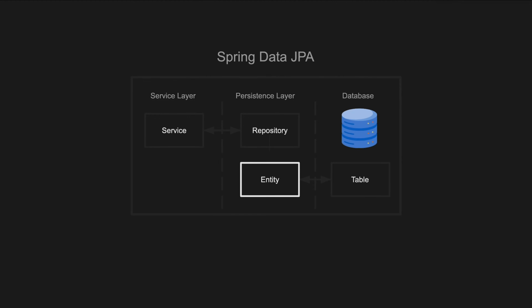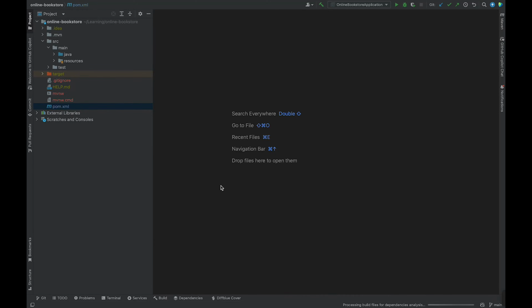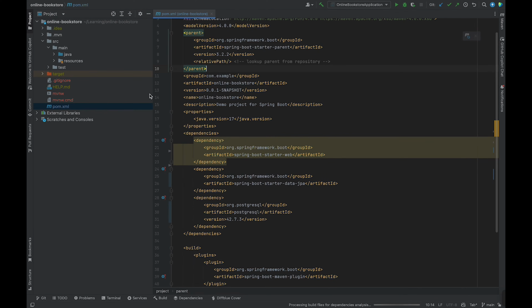Entities represent the objects stored in the database and are typically annotated with JPA annotations like Entity, Table, Id, etc. Whereas repositories are interfaces that extend JpaRepository or its sub-interfaces provided by Spring Data JPA. And Spring Data JPA automatically generates repository implementations at runtime based on the methods defined in these interfaces. Now let's proceed with setting up entities and repositories in our project.